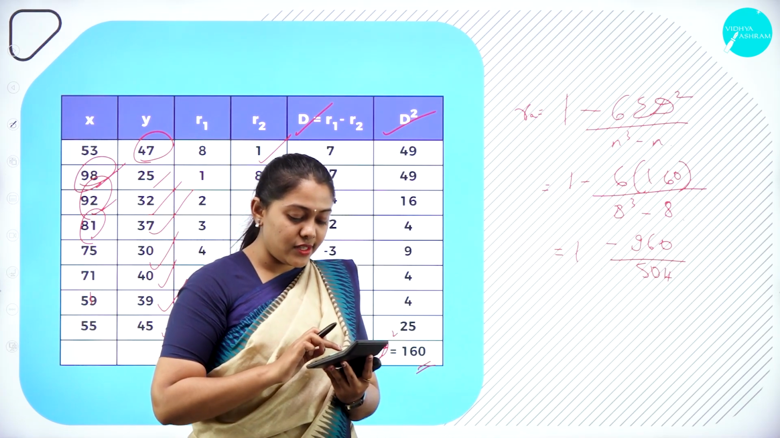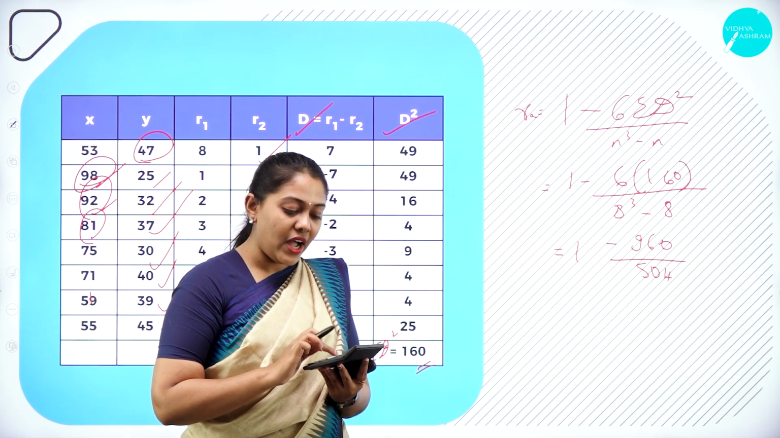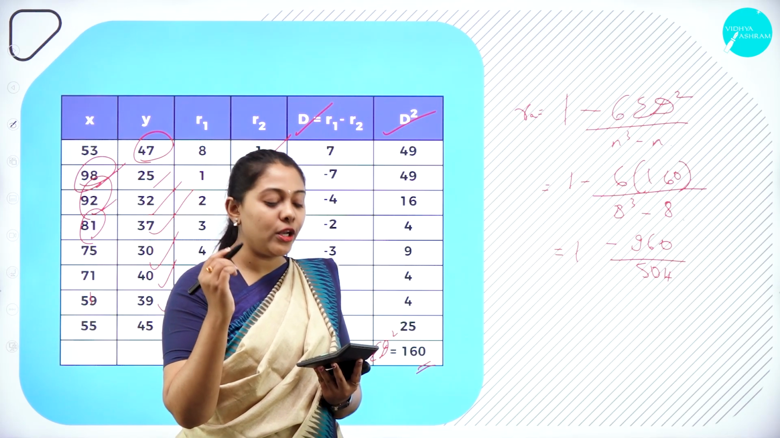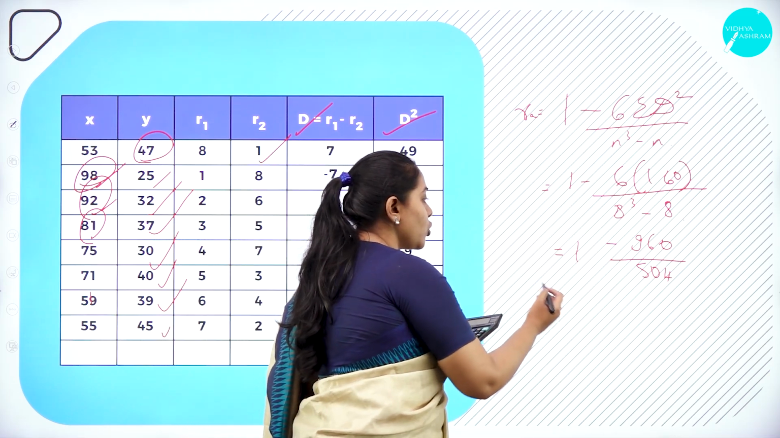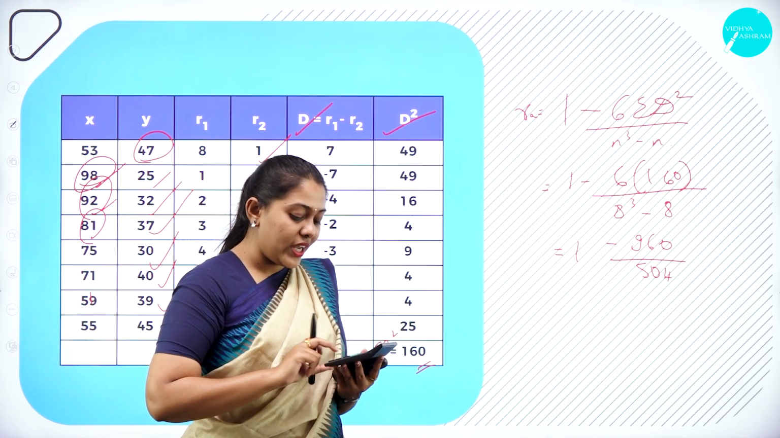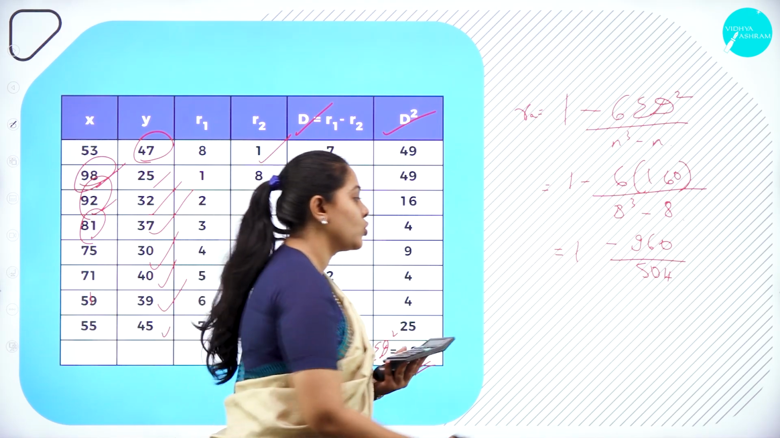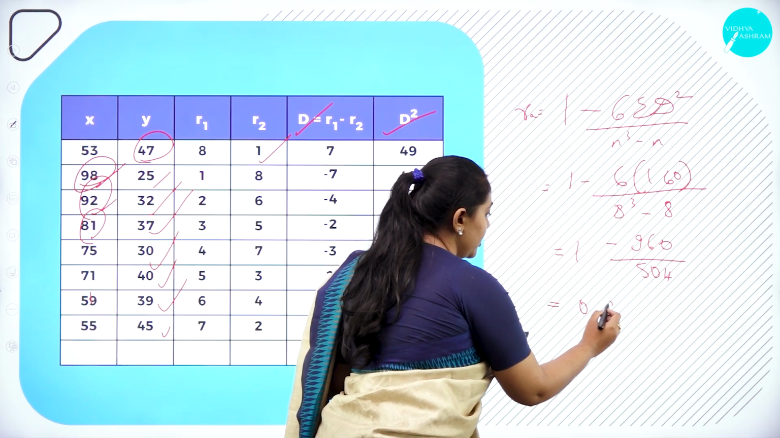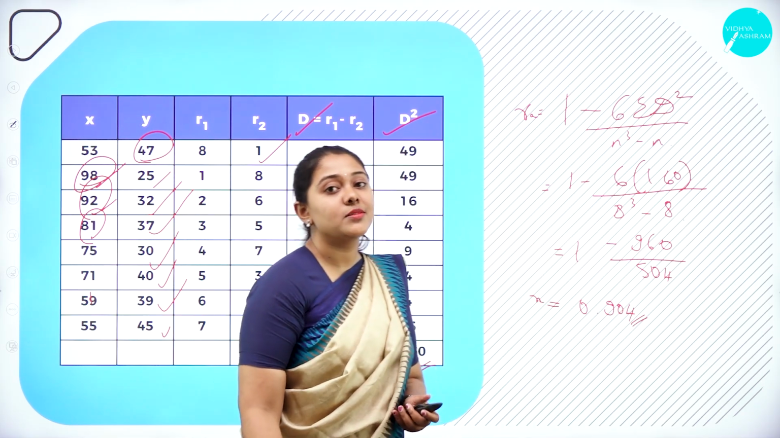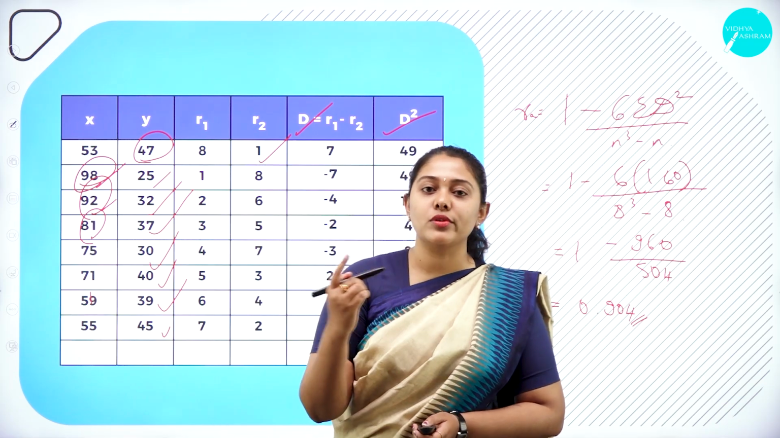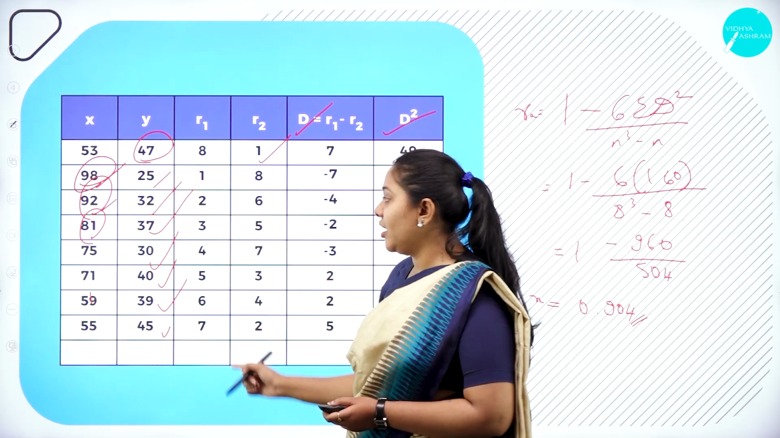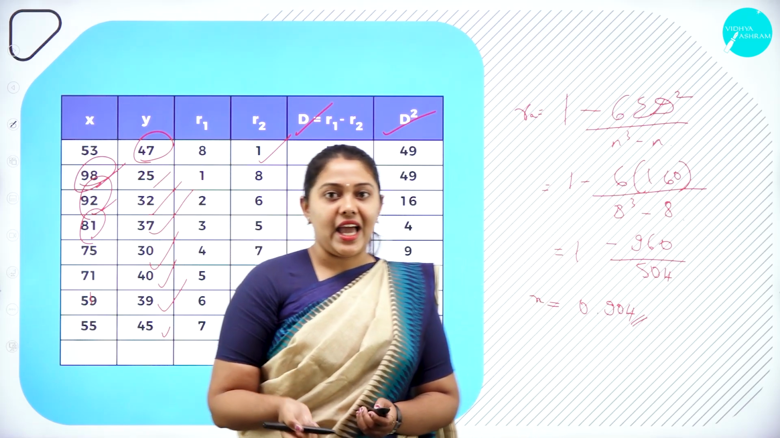So, 960 divided by 504, you will get the answer as 1.904. If you subtract that from 1, you get 0.904. So, 0.904 is the answer that you have got. That is the Spearman's rank correlation value when the ranks are not assigned and we have calculated the ranks. So, this is how we calculate.